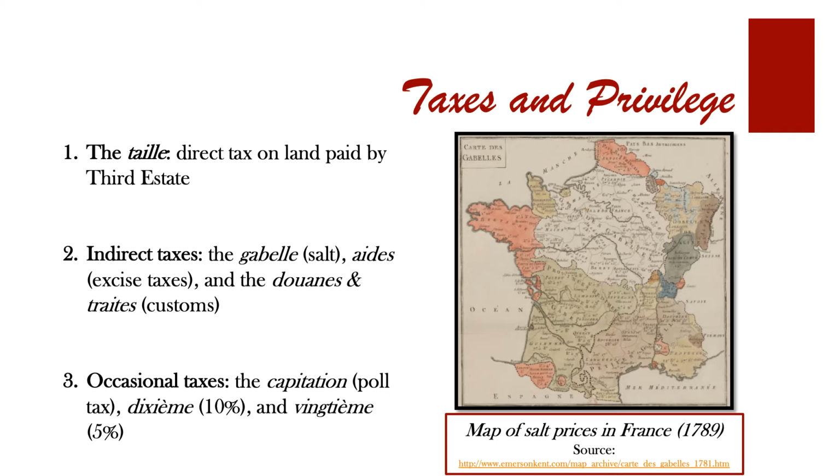Later in the 18th century, there were other occasional taxes levied by French kings. From 1710 to 1748, the monarchy collected the dixième, a 10% tax on the assets of members of the second and third estates. And in 1748, the monarchy added the vingtième, a 5% tax on assets.